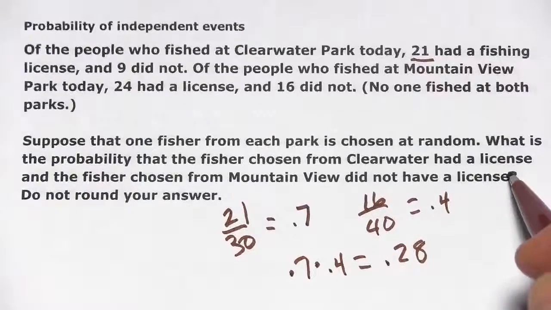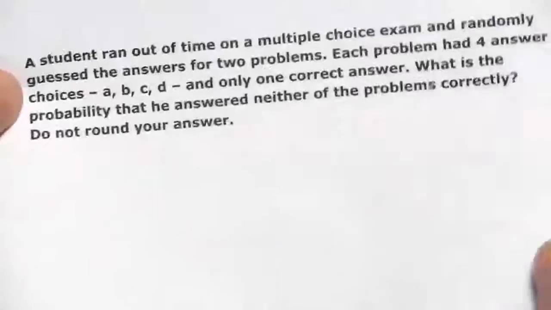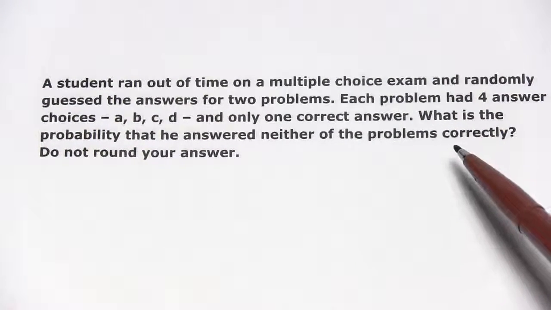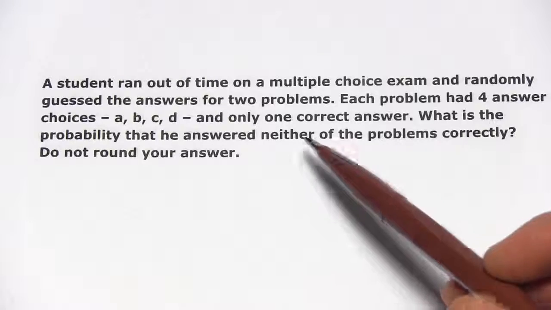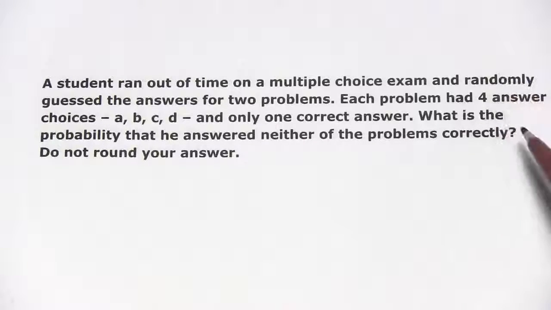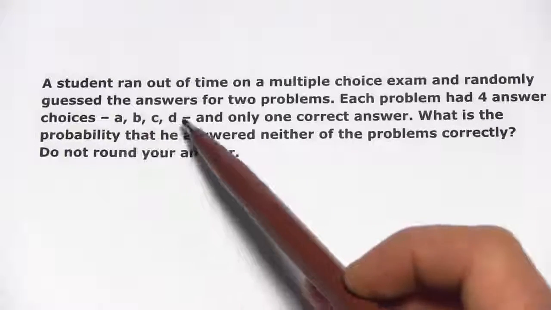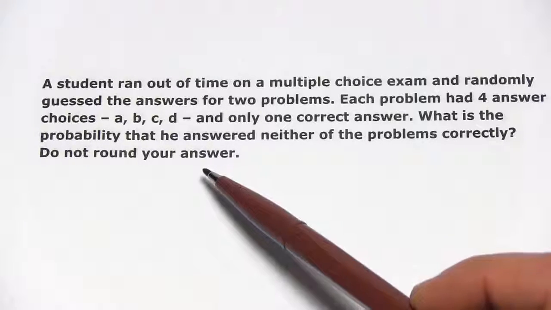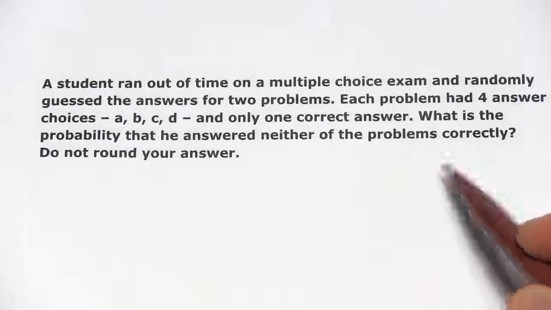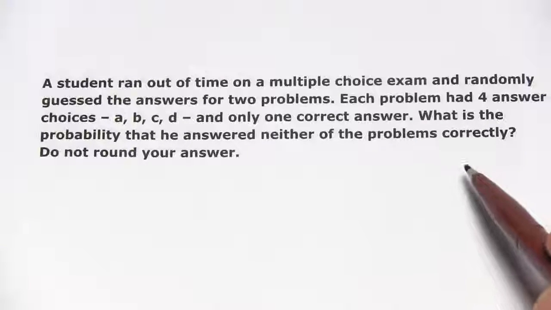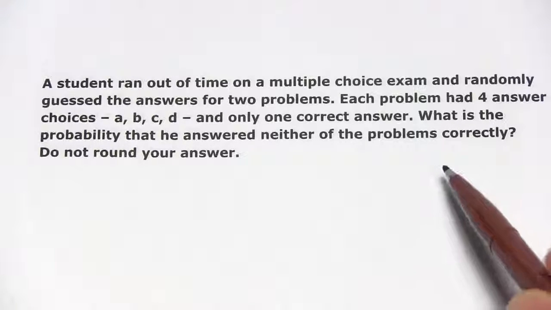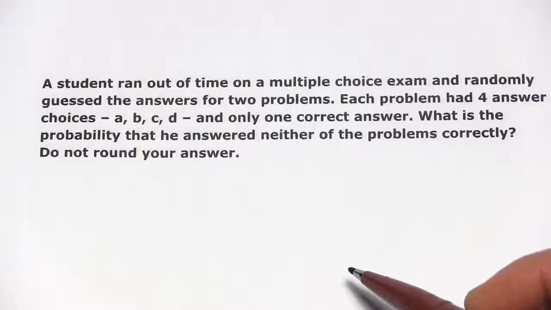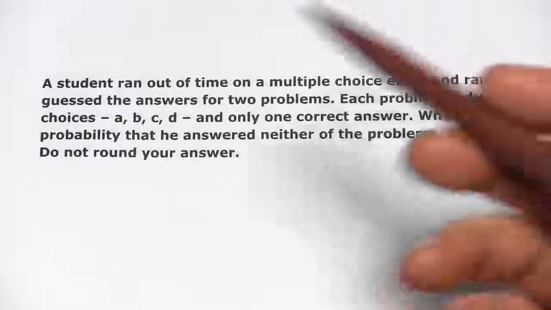Let's look at another problem. This one says, a student ran out of time on a multiple choice exam and randomly guessed the answers for two problems. Each problem had 4 answer choices, A, B, C, D, and only one correct answer. What is the probability that he answered neither of the problems correctly? So we need to figure out the probability of answering the first one incorrectly and the probability of answering the second one incorrectly, and just multiply those together.